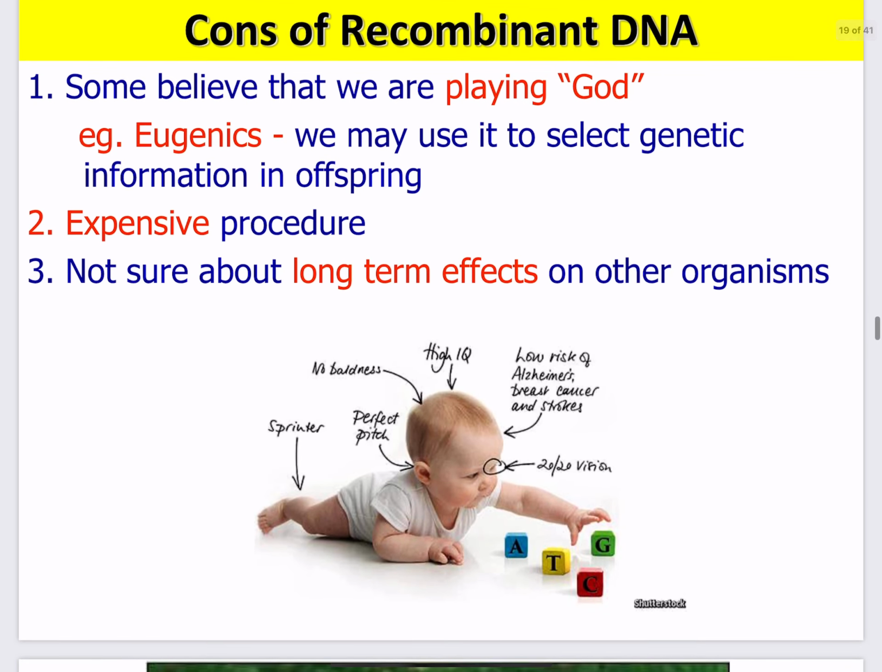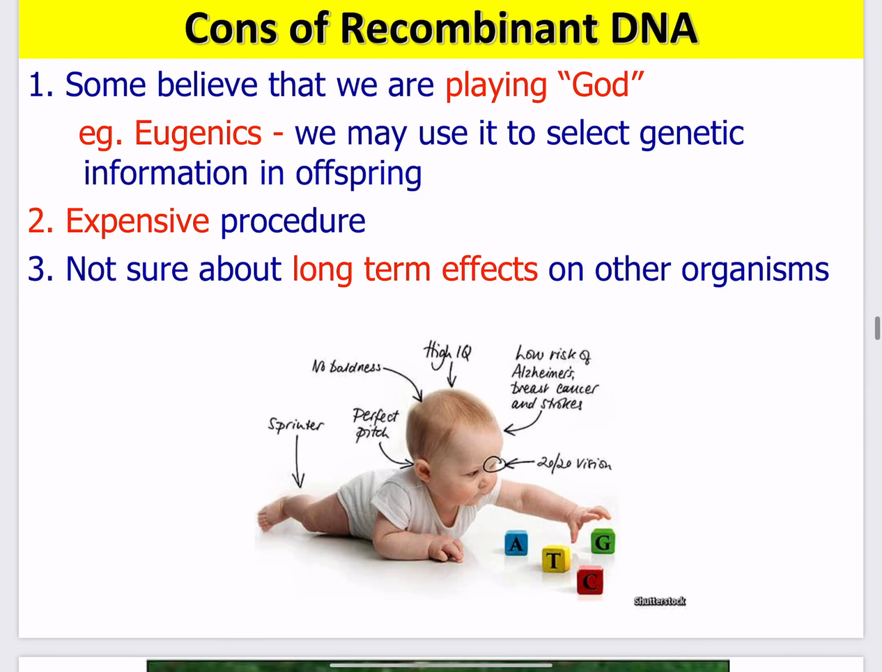What are some cons? Some people think you shouldn't be playing with DNA, that it's playing God or eugenics. Maybe now you're only selecting which genetic information you want to keep in offspring. So, could you theoretically just have certain traits that you want to keep in babies and have designer babies? Example, tall and smart and athletic. It's very expensive, and we don't know what the long-term effects are on other organisms, as genetic modification is fairly new. It just started in the 1990s.